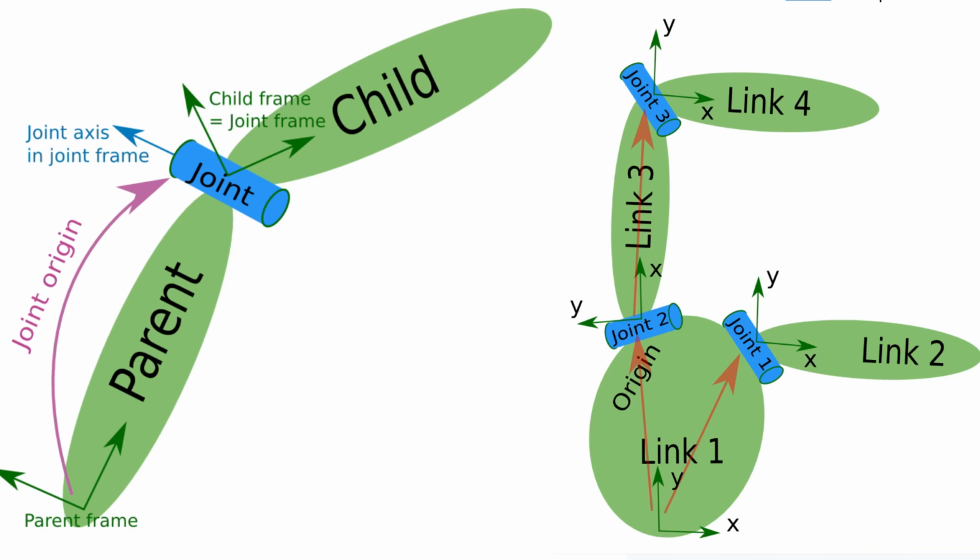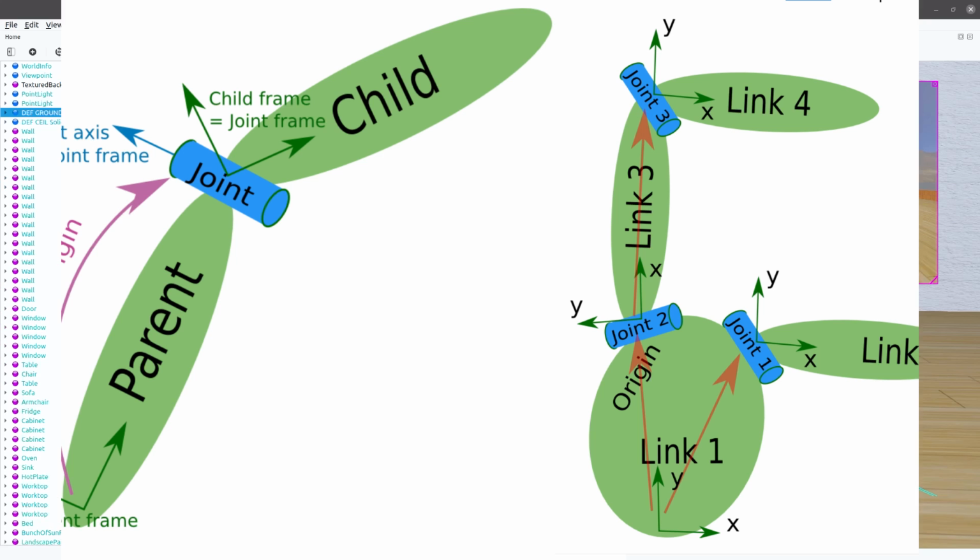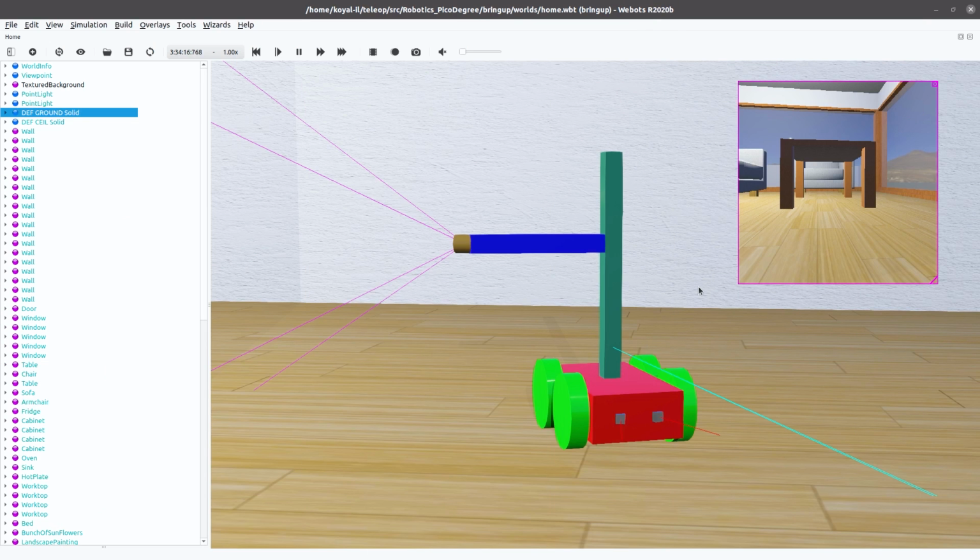The relationship or the connection between any parent and the child rigid body is described using a joint. On the other hand, a link signifies the body itself. Hence, you'll always see that a joint connects two links. Now let's take a look at the robot that we have in our case.